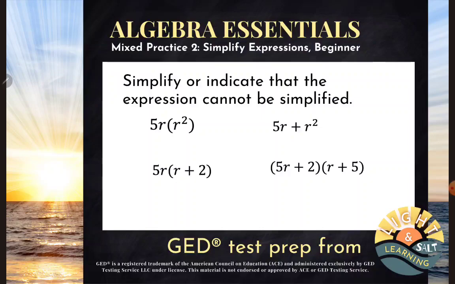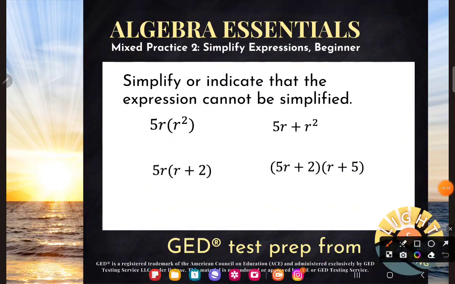Directions on this one just say simplify or indicate that the expression cannot be simplified. Again, simplifying is just following the symbols that we see as much as possible. So if the symbols say multiply, we multiply. If they say add, we add, and so on and so forth. So basically, you have to be able to read the symbols.